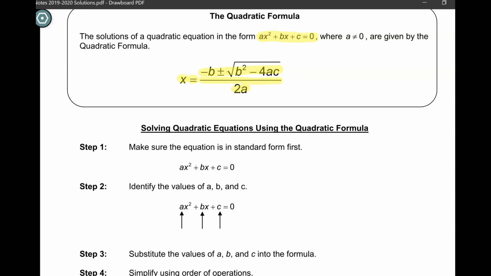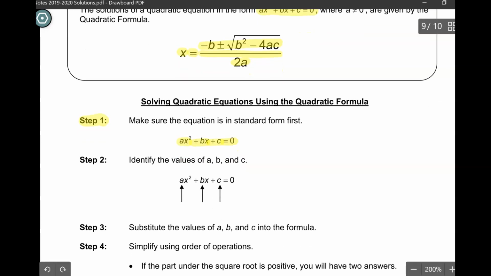For step 1, we always want to make sure it's in standard form first, meaning you have to have the x squared first, then the x term, then the constant, and you have to make sure it's equal to 0. So if you have to rearrange anything, that needs to be done in step 1.